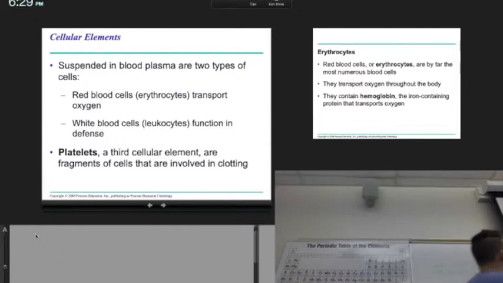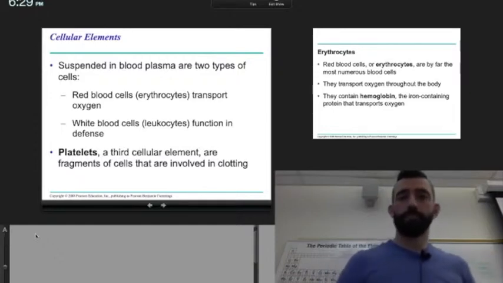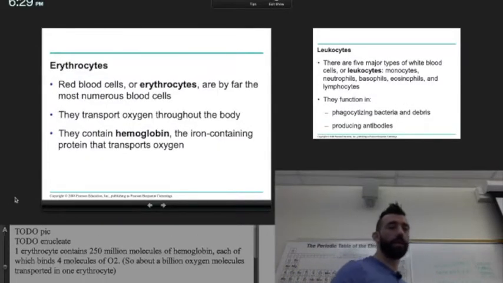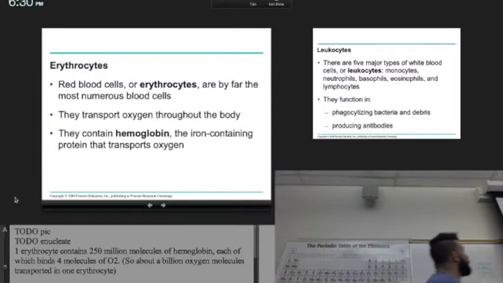Nothing new on this slide. You know that red blood cells transport oxygen. You know that white blood cells function in defense, or hopefully you know, maybe you don't. That's okay, either way. And then platelets are involved in clotting. Erythrocytes specifically are by far the most numerous blood cells.